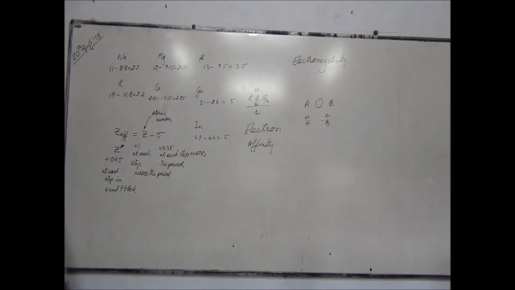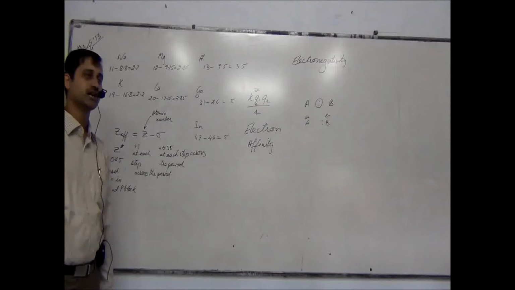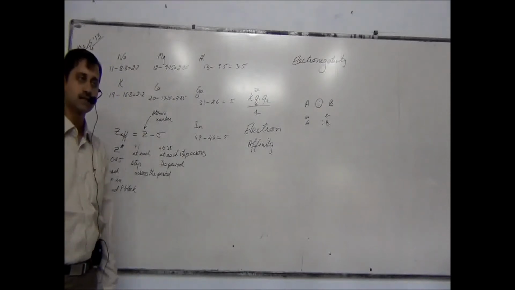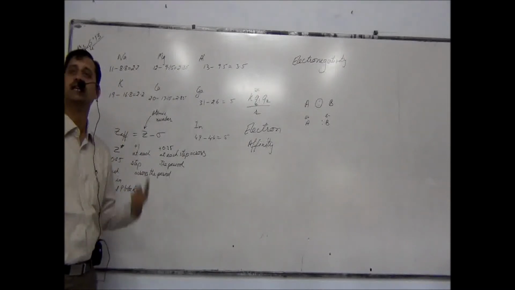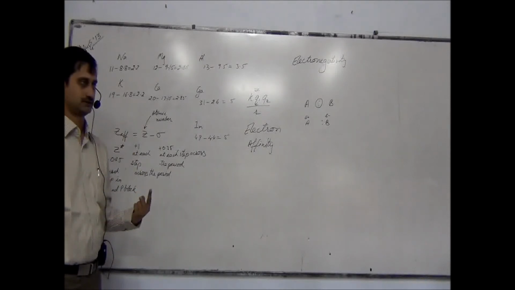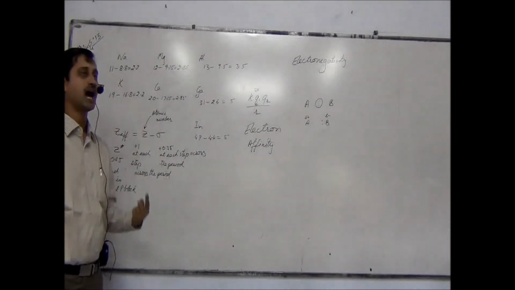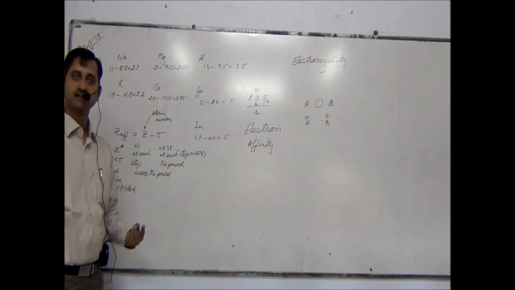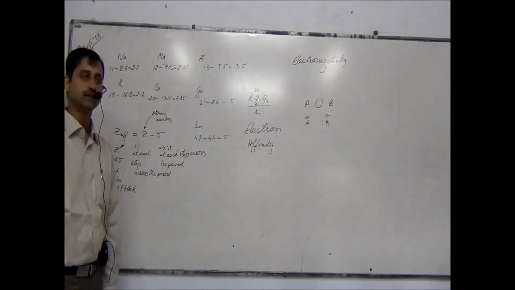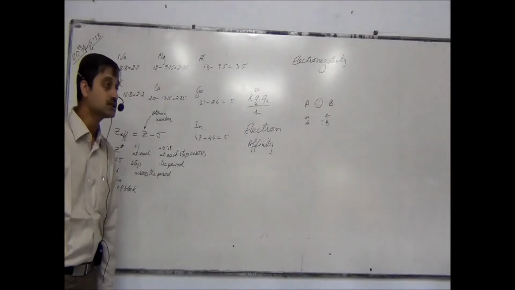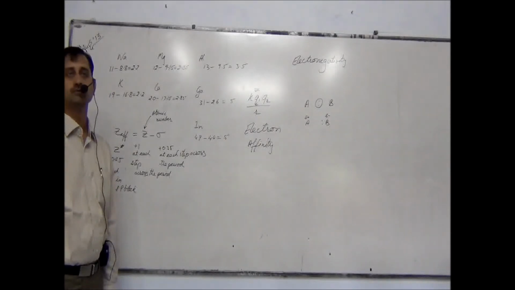Does it mean that sodium and potassium have the same ionization energy, same electronegativity, same electron affinity, same size? Does it mean that? No. It does not mean that, because while talking about the effective nuclear charge, we have not considered one very important factor. Slater's rule has a flaw, and that flaw is that it does not take into account the distance of the electron from the nucleus.